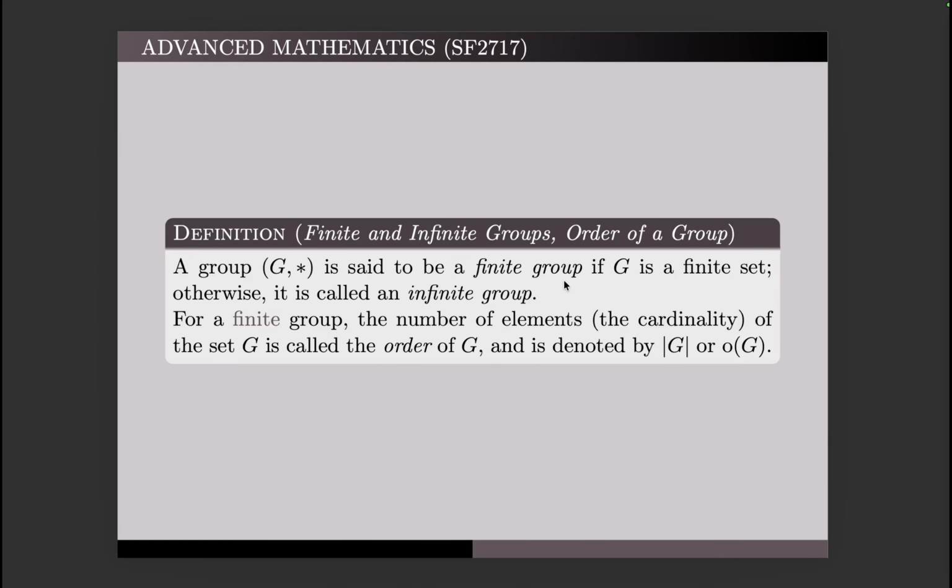And then for a finite group, the number of elements, which we usually call the cardinality of the set G, is called the order of G and is denoted by the absolute value, which is more common, but I prefer to use OG for order. Okay?